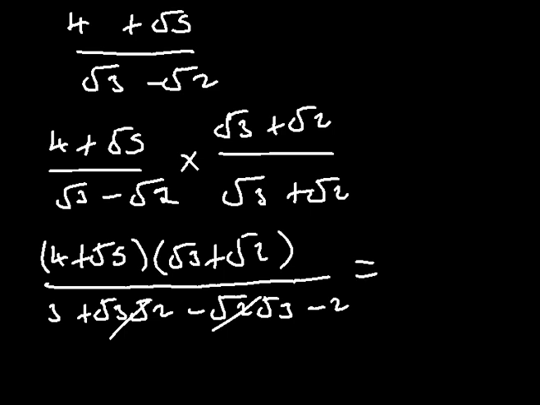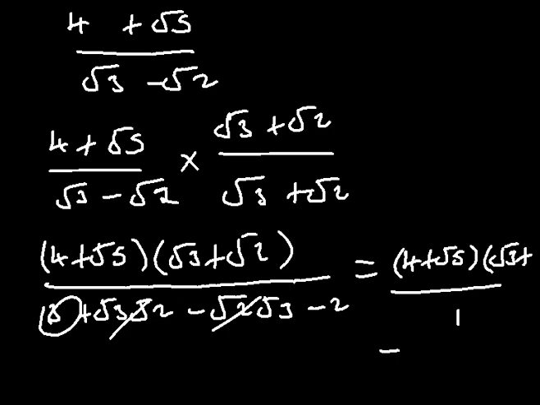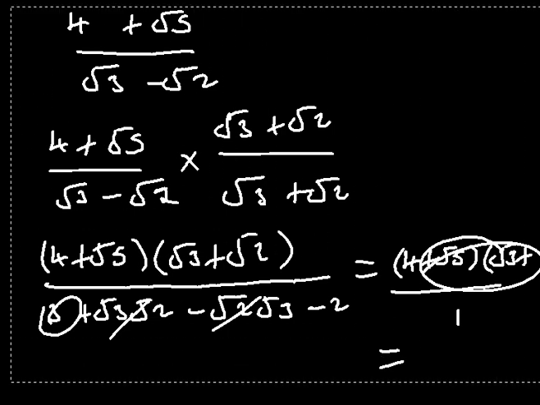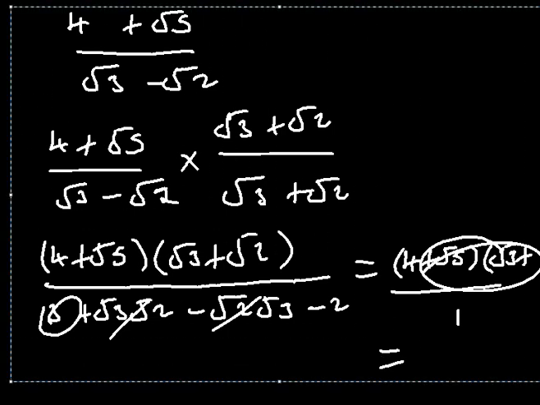What we'll have is 4 plus the square root of 5, and the times will have the square root of 3 plus the square root of 2 divided by 3 minus 2, which is 1. So the solution is that one on top. So that is how you have to rationalize. So try to do the following in your own time.